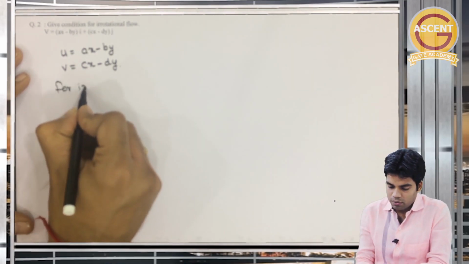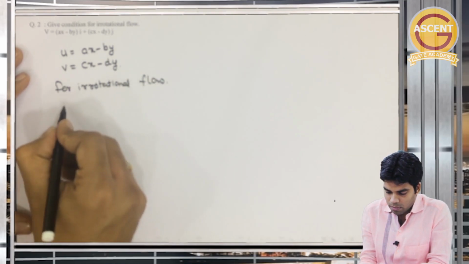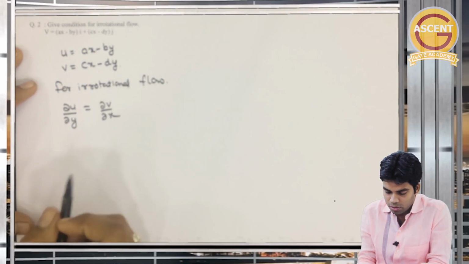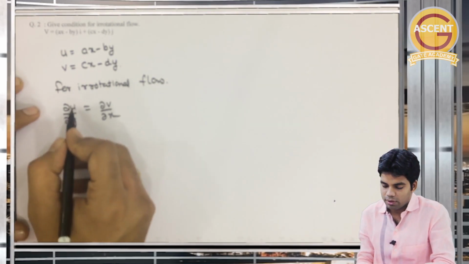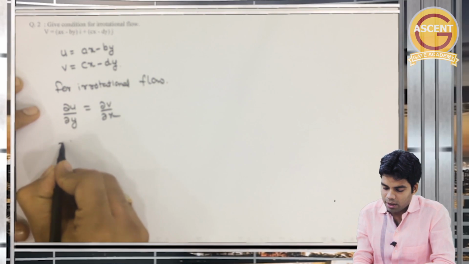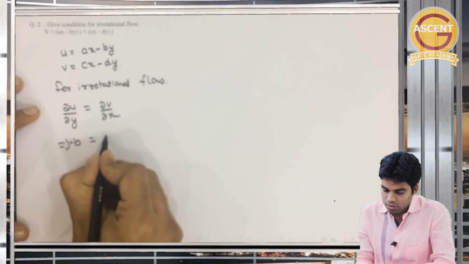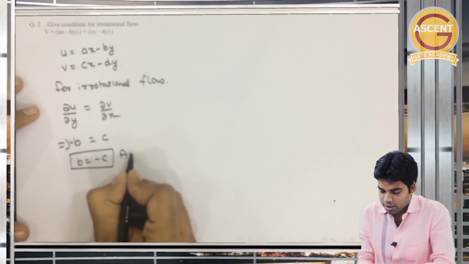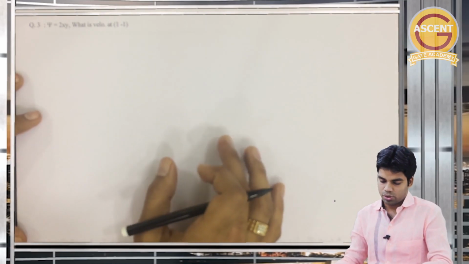Okay, now for irrotational flow, del u by del y should be equal to del v by del x, as we have seen. For a rotational flow, del u by del y should not be equal to del v by del x. Now what will be del u by del y here? So this del u by del y will be equal to b, and del v by del x is equal to c. Sorry, this will be minus b, this will be c. So this is the condition, b is equal to minus c. This is the condition for an irrotational flow. Getting this? Okay, next question.